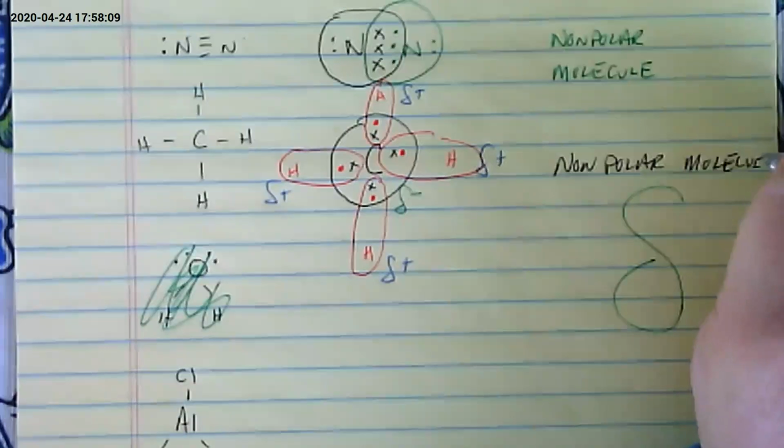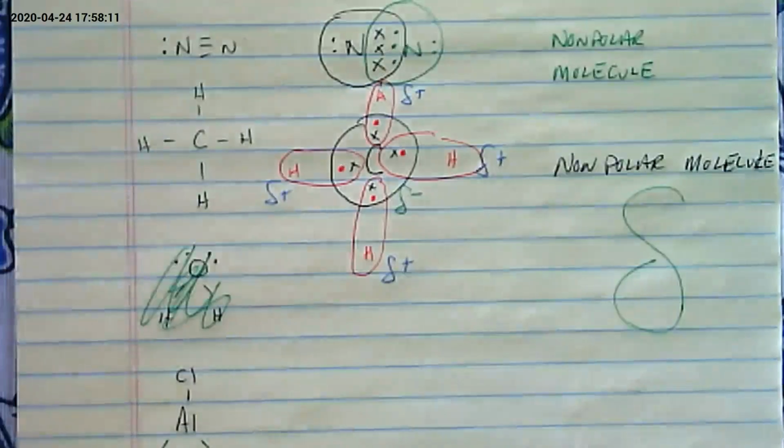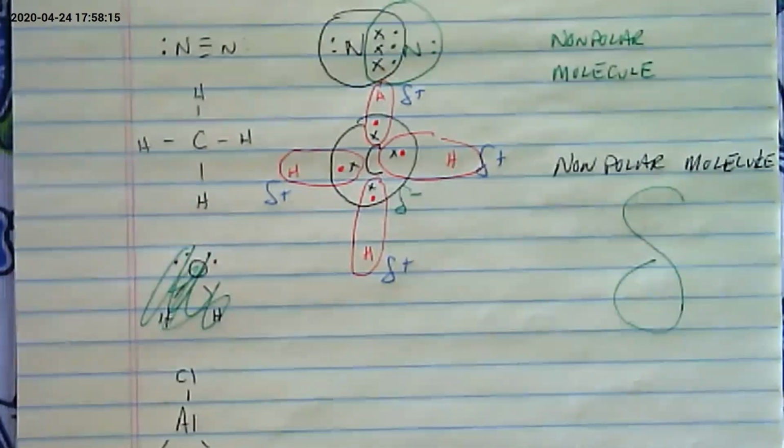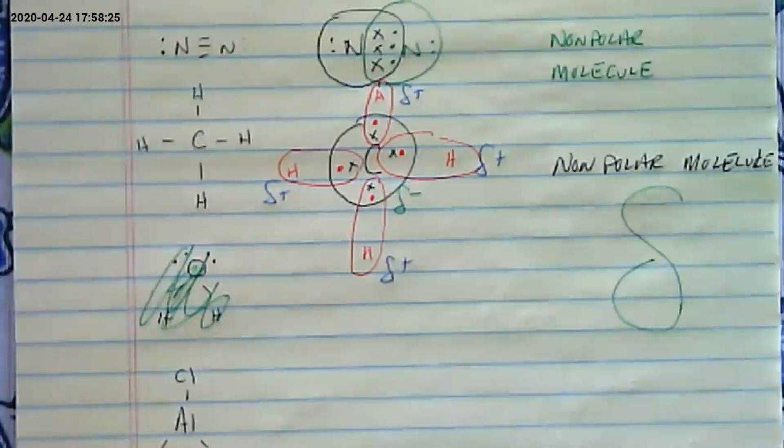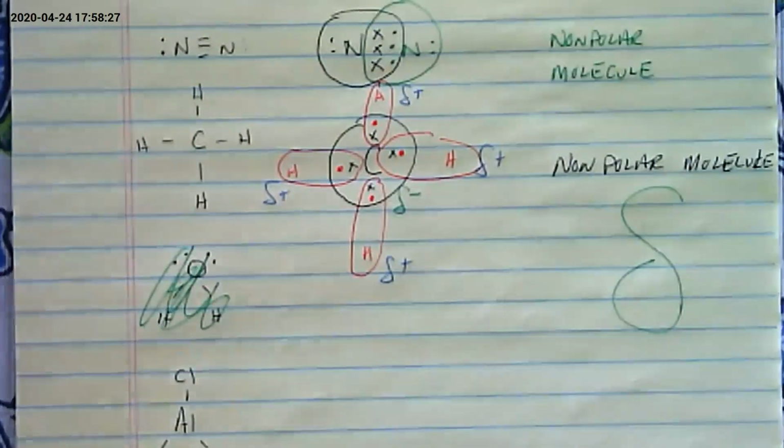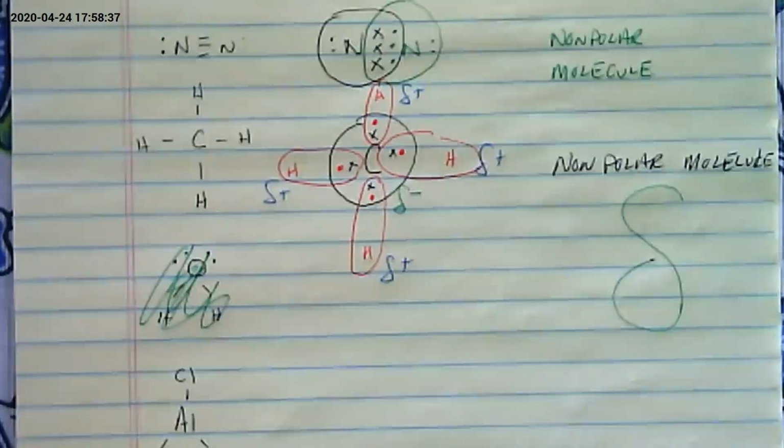So the question I want to make sure we know the answer to: does it have to have non-polar bonds to be a non-polar molecule? And the answer is absolutely not. That actually has nothing to do with it. The type of bond has nothing to do with the type of molecule. The type of bond is decided by whether or not you have equal electronegativities. The type of molecule is decided by whether or not the molecule as a whole is equally distributed or symmetrical.